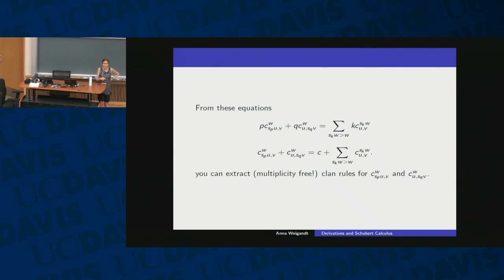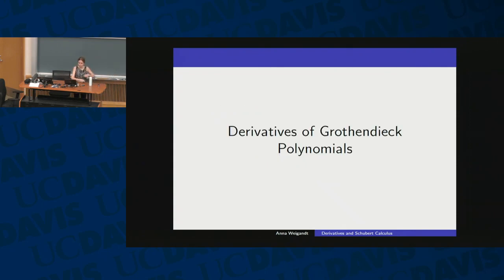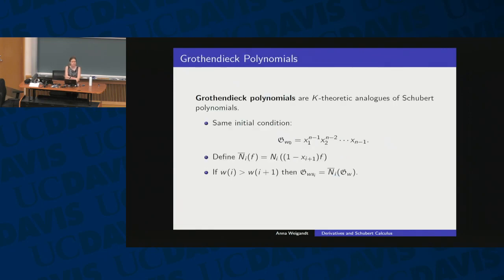So one could ask, can we iterate this more? Can we get more clan rules for more things? Okay, so that was Schubert land. And now in the remaining time, I want to take derivatives of one of my other favorite families of polynomials, which are Grothendieck polynomials. Okay, so what are Grothendieck polynomials?